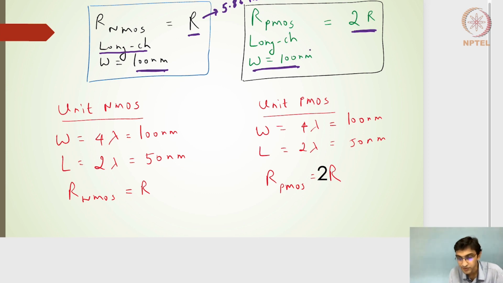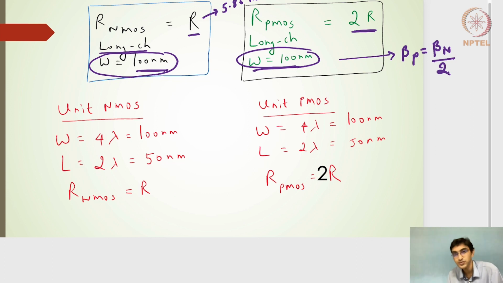If I'm using the same width, the beta of the PMOS will be half that of the beta of the NMOS. So if I want the betas to be the same, I have to make the width of the PMOS twice that of the NMOS. Because the beta is less, the current will be less by half for the PMOS, and thereby my switching resistance is going to be more, exactly twice that of the NMOS.